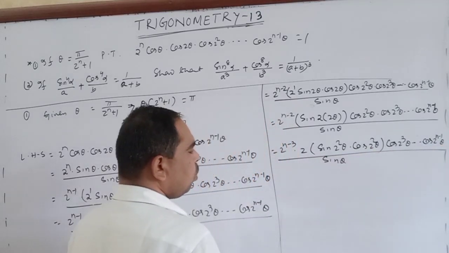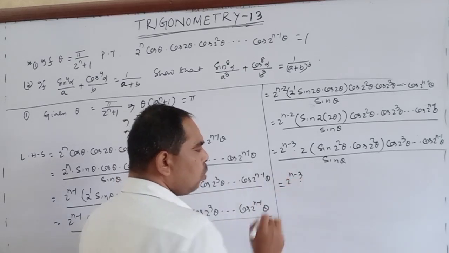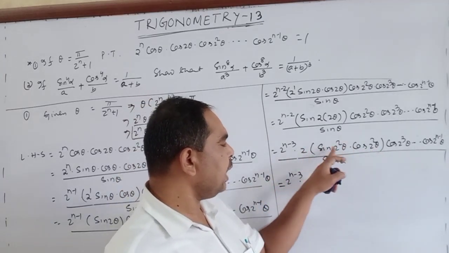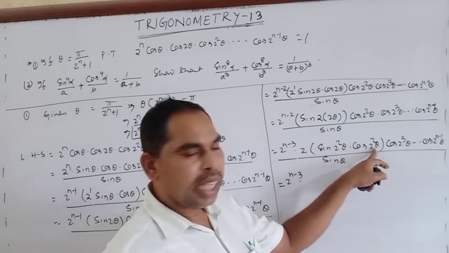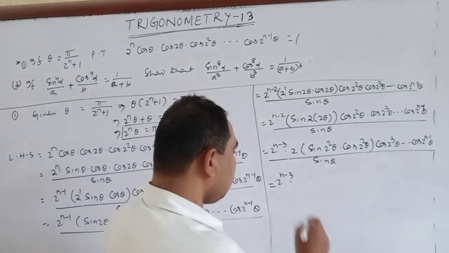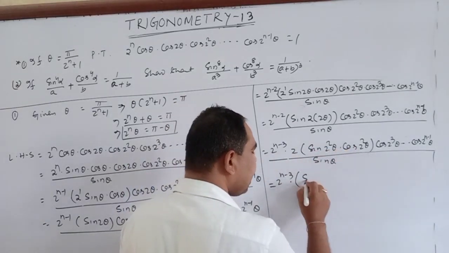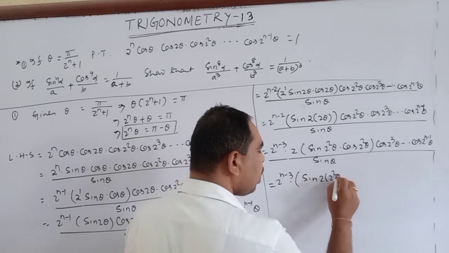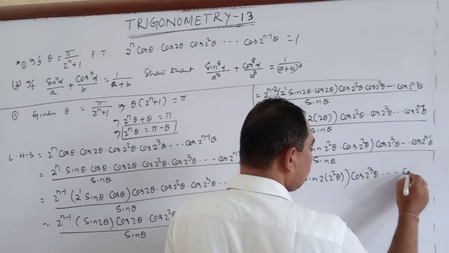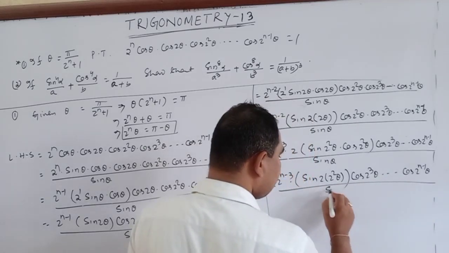Okay, so this is equal to 2^(n-3) into again 2 sin a cos a. Here a means 2²θ. So 2 sin a cos a means sin 2a, that is 2 into 2²θ, into cos 2³θ up to cos 2^(n-1)θ divided by sin θ.